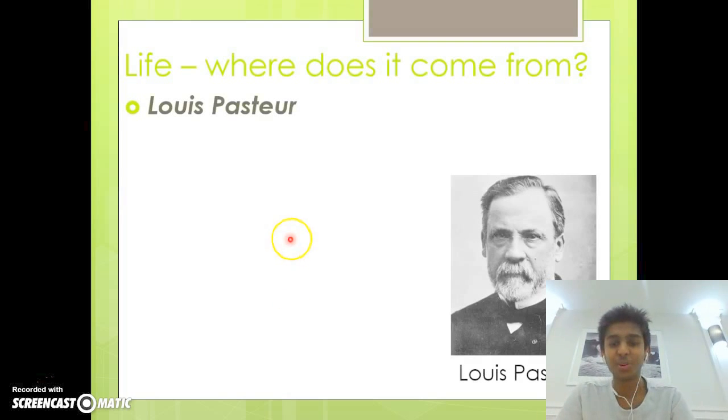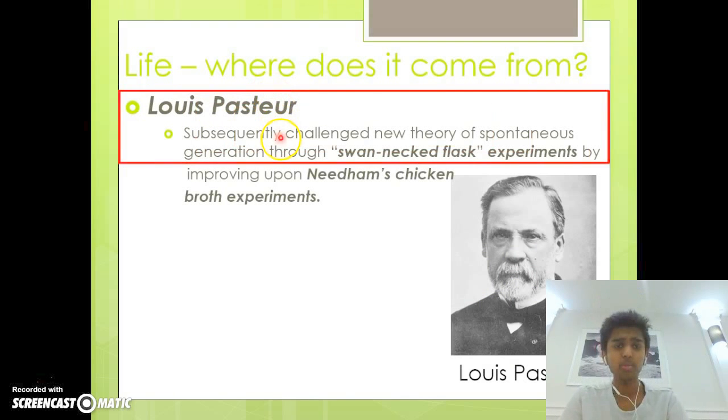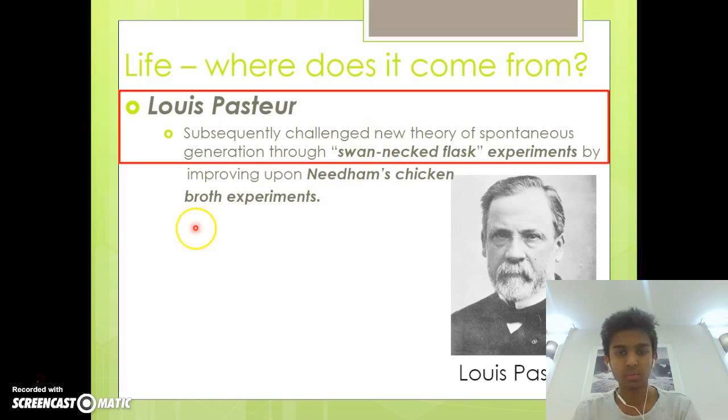Then came this big guy, this big boy right here with the mustache. He challenged absolutely everything. His name was Louis Pasteur, and he subsequently challenged the new theory of spontaneous generation through a swan neck flask experiment. This is how he did it.